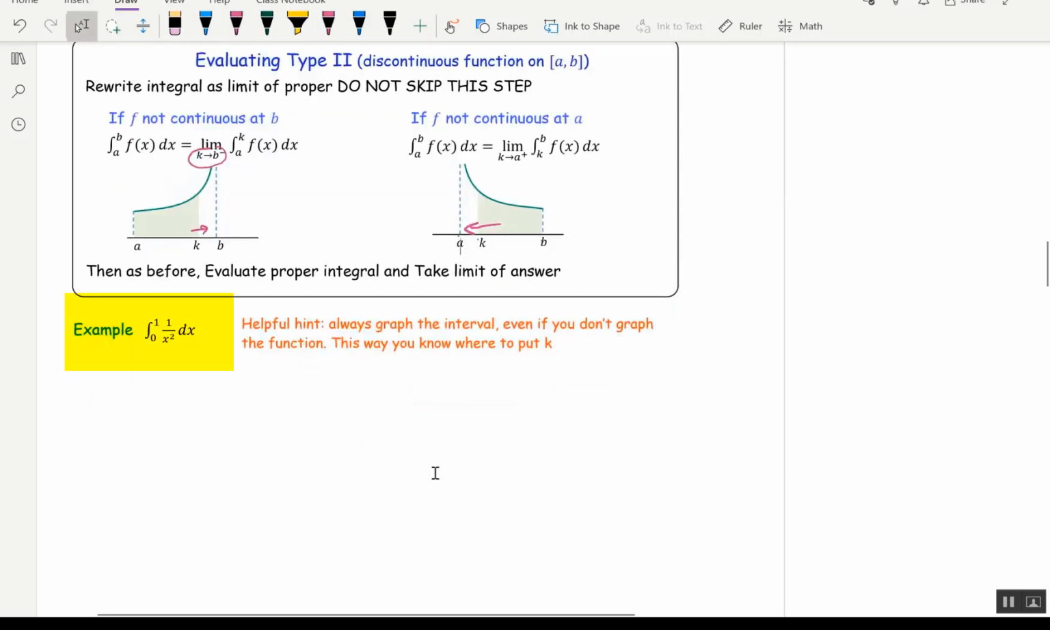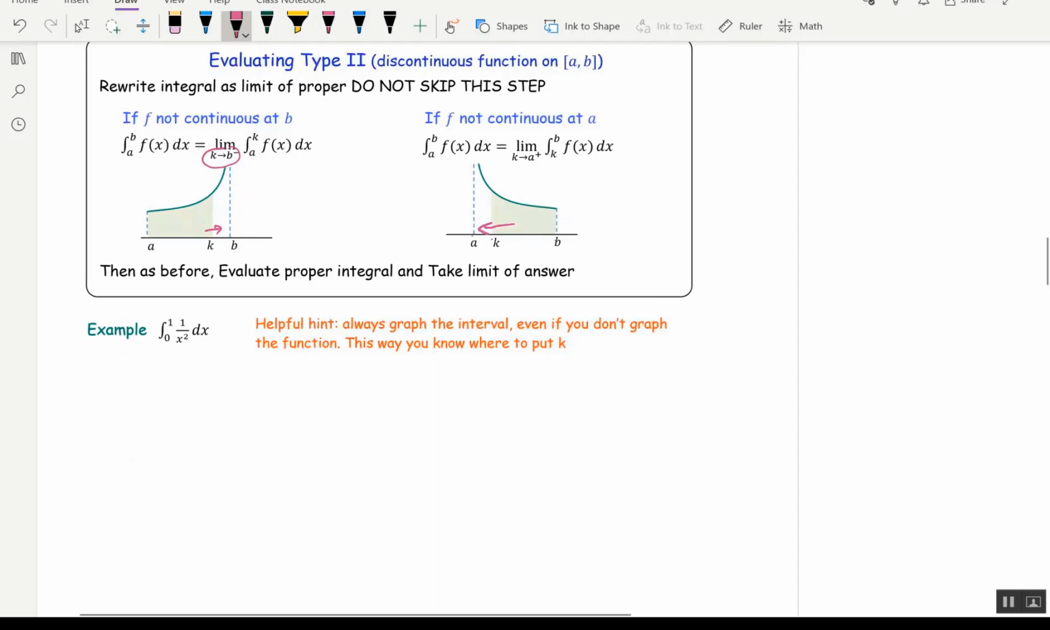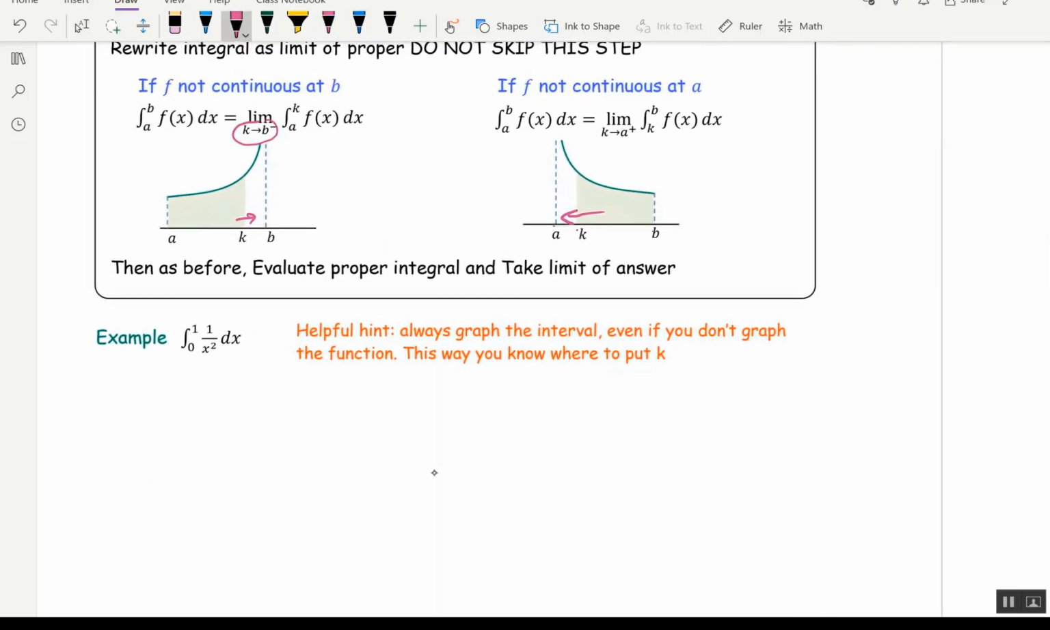Here we go. We want to go from 0 to 1, 1 over x squared dx. You might not even recognize that's an improper integral. You might just do it out and get an answer, but the problem is your answer would probably be garbage. And the reason is because 1 over x squared is not even defined at 0. So our problem is at 0. And so what I do, I'm going to draw the interval from 0 to 1. So since the problem is at 0, I'm going to put a k closer to the 0 side. I'm going to integrate from k to 1, and I'm going to push k to 0 from the right.